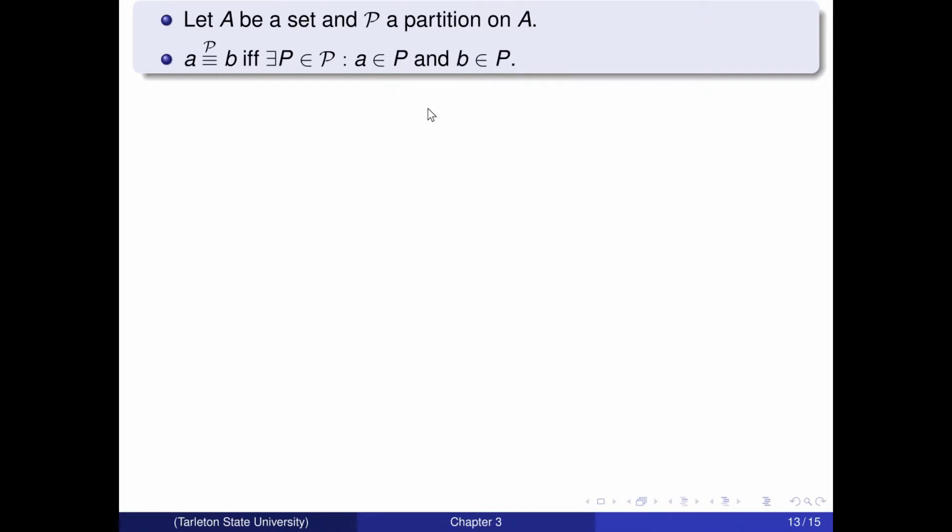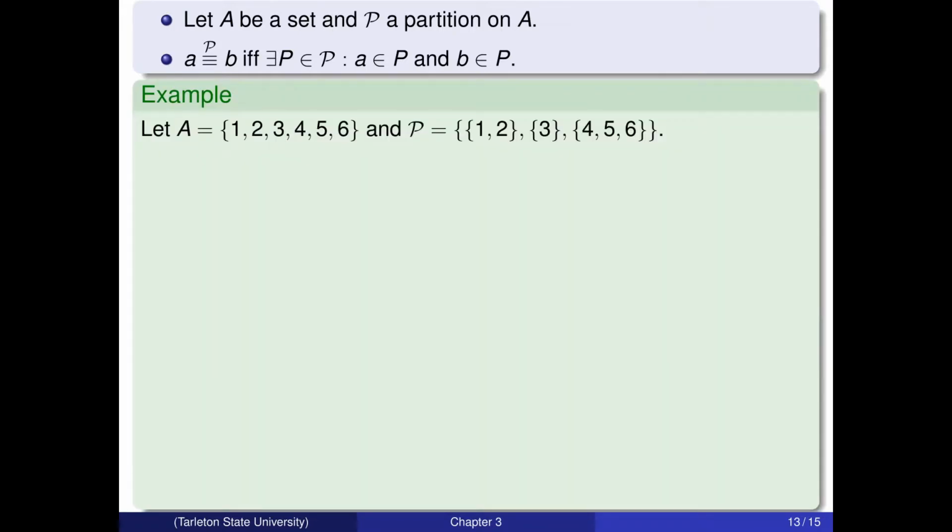This definition is a little confusing, and so why don't we look at some examples to try to get a handle on what this is saying. So earlier we were talking about the set A, which is all of these integers from 1 to 6, and one of the examples we saw of a partition was this one, where we have 3 sets: {1, 2}, singleton {3}, and {4, 5, 6}. So let's just go through and see if we can make sense of this relation here.